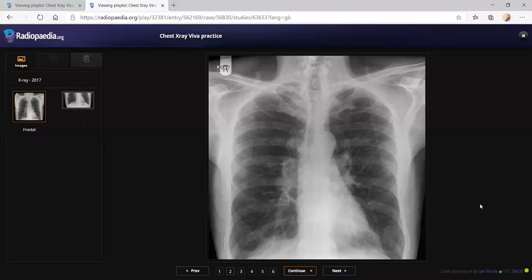I'm going through the lungs to look for any focal lung collapse or consolidation, which I can't see. And in the right hilum, I can see there is an opacity, seen in the right hilum. It is ill-defined and it is causing obscuration.